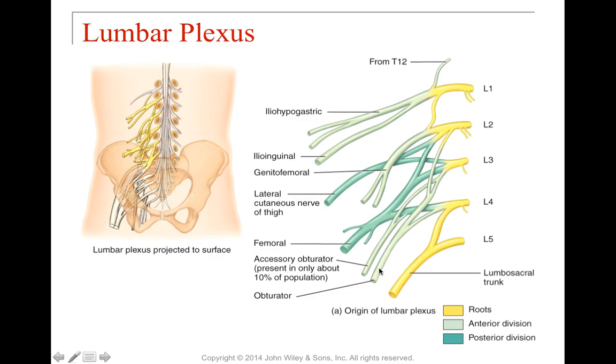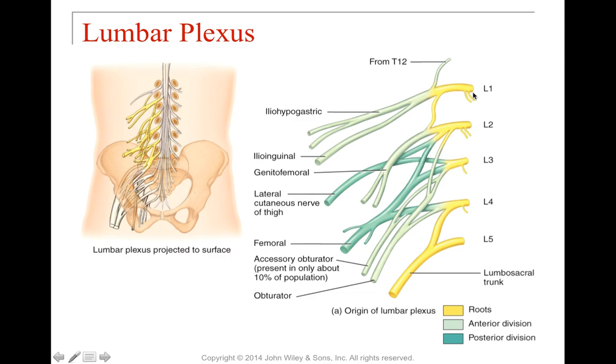As we're traveling down, we have the lumbar and the sacral plexus. So here's the lumbar plexus. We'll move on to the sacral plexus next. As you might imagine, the lumbar plexus is going to come from the lumbar region. So we have the roots and the anterior and the posterior divisions.